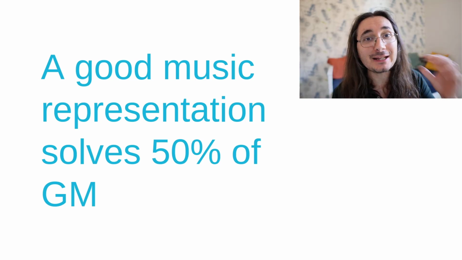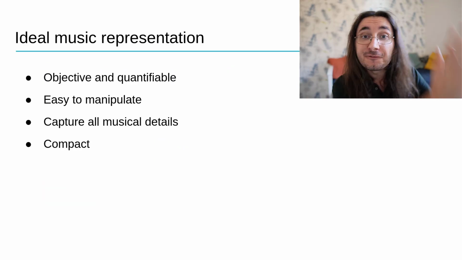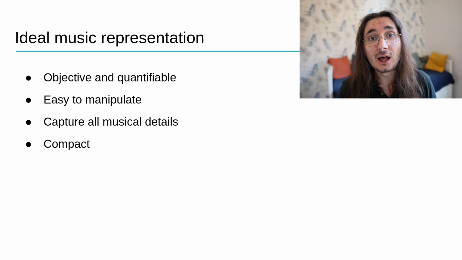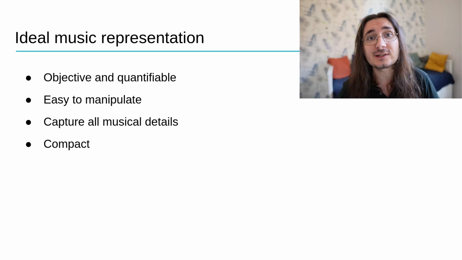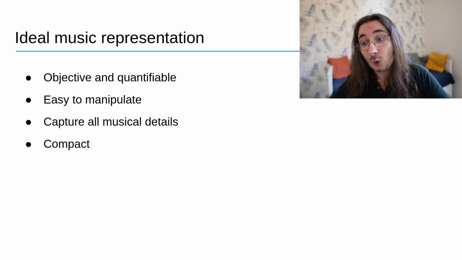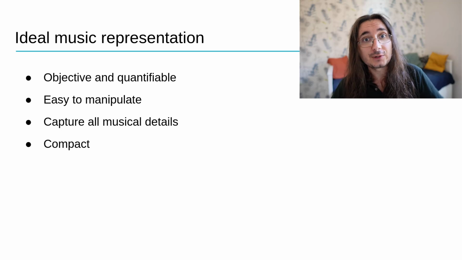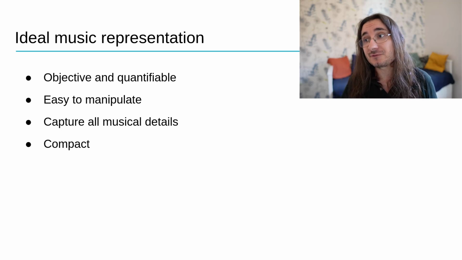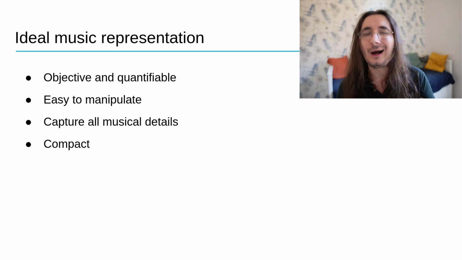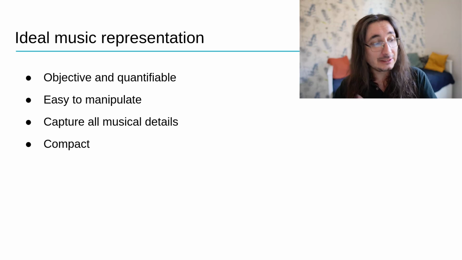If I had a magic wand, what I would like to see in a music representation are these 4 different characteristics. First of all, an ideal music representation should be objective and quantifiable, so that I can always rely on that, because it's always consistent. Then it should be easy to manipulate, so I should have tokens that algorithms should be able to easily edit and manipulate.